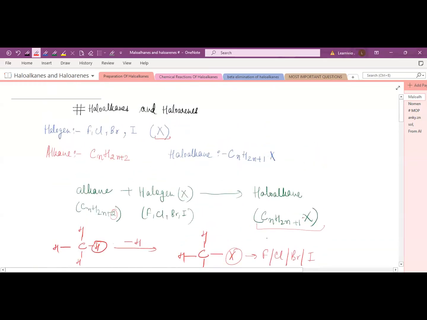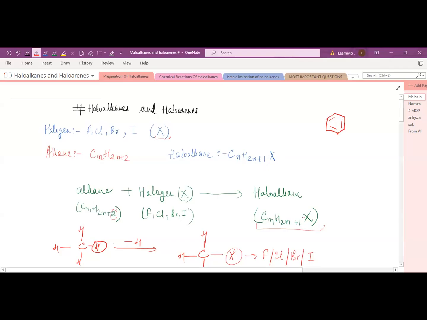Similarly, haloarenes. Arenes we use for aromatic compounds. What are aromatic compounds? Basically, aromatic compounds are compounds like benzene, which has a conjugated pi system. Conjugated system means alternate single and double bonds. You can see in benzene, this is a double bond, and this is a single bond. Alternate: double bond, single bond, double bond, single bond. This type of structure is known as an aromatic, arene system.